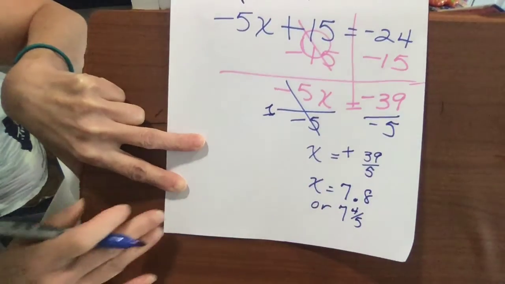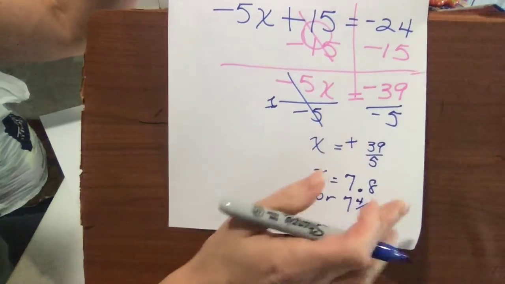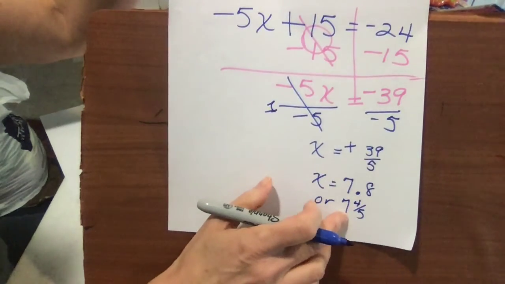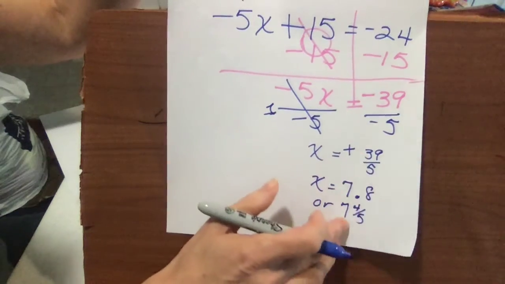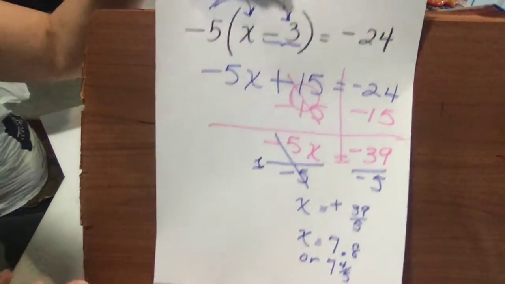And again, you can use your calculator to check that out. So you can leave it as a mixed number, you can leave it as a decimal, or you can leave it as an improper fraction. Okay, mixed number, decimal, improper fraction. Either one of those answers is fine.